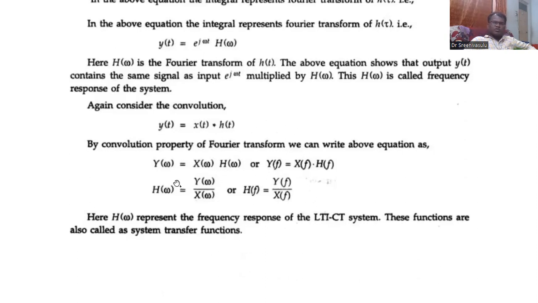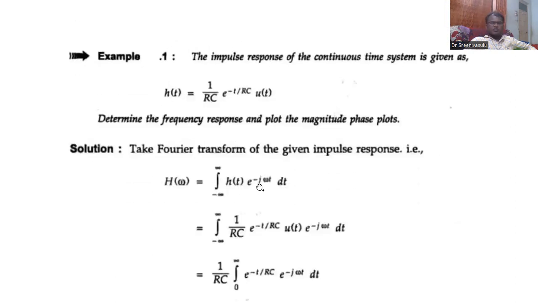Some books follow omega, some books follow f. No issue, no problem. You can follow any notation. So finally, H of omega is equal to Y of omega by X of omega, or H of f is equal to Y of f by X of f. So it is nothing but the frequency response of the system, or the transfer function of the system.